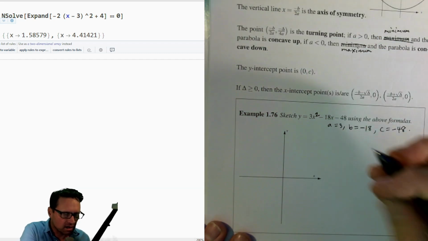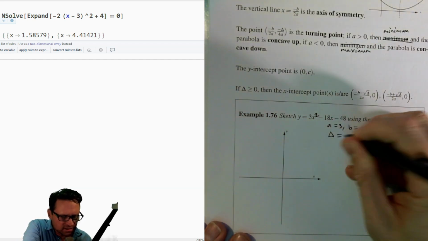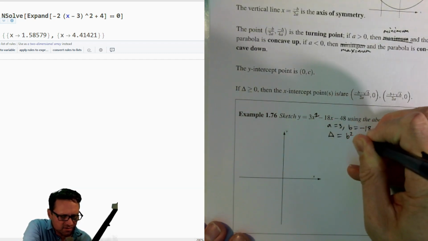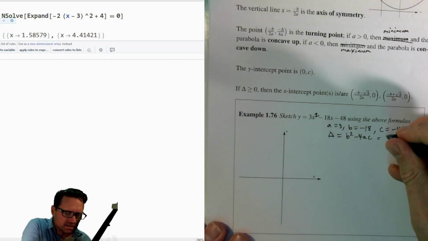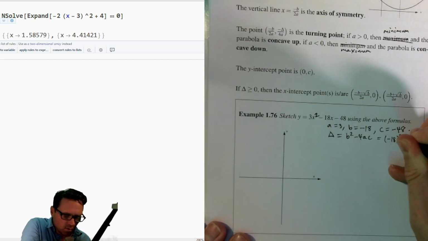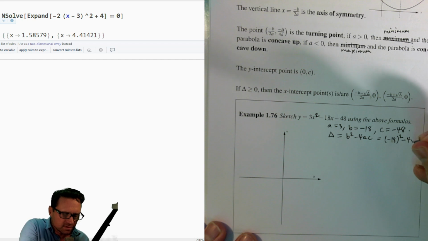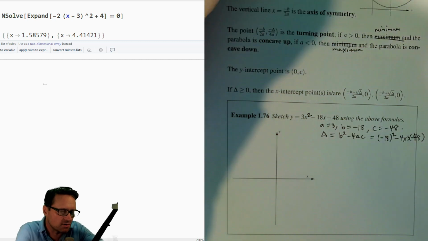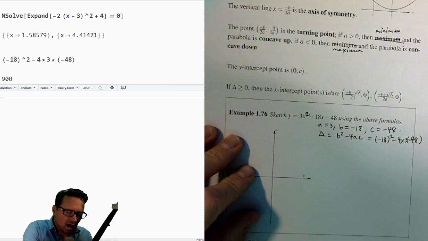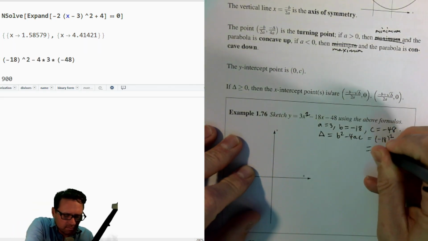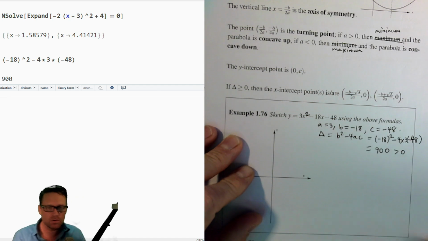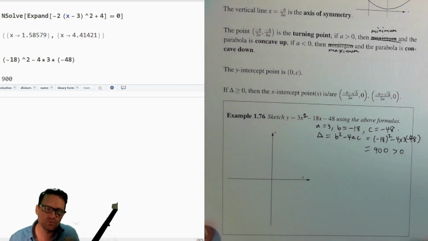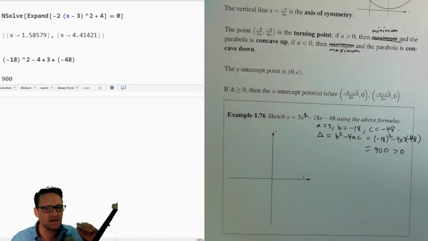Okay, now I want to calculate the discriminant. So delta is b squared minus 4ac, and so that's minus 18 squared minus 4 times 3 times minus 48. I'll get my machine to do this. You can use your calculator if you want. And so I get 900 for the discriminant. Notably, it's positive, so I expect two distinct real roots, so two crosses of the x-axis.